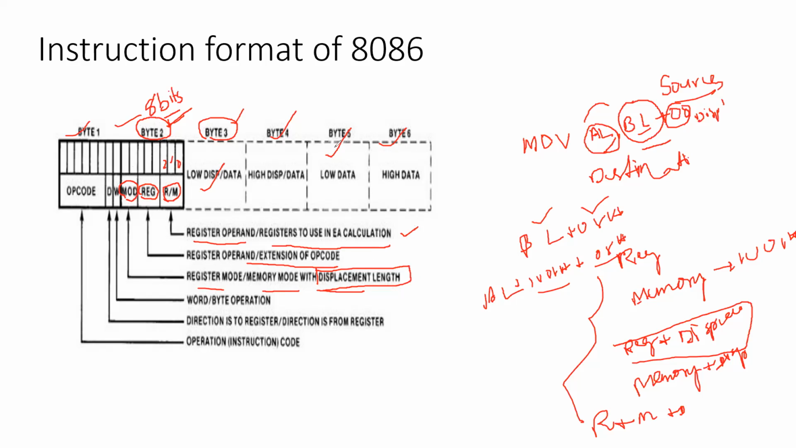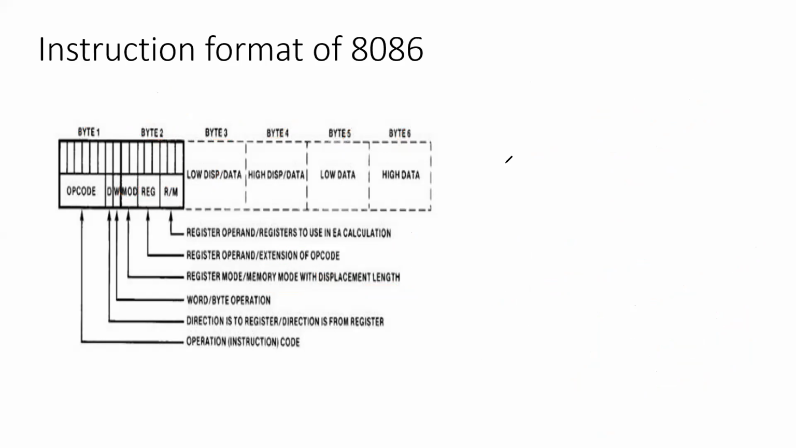The maximum size that can be handled by the 8086 microprocessor is a 6-byte instruction. The maximum size of the instruction that an 8086 microprocessor can handle is only 6 bytes, and this is how that 6-byte instruction is distributed. Right? Based on this discussion, I hope that this is clear to you.